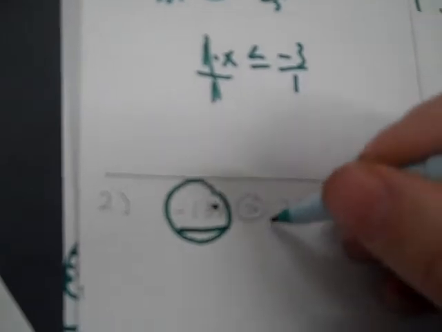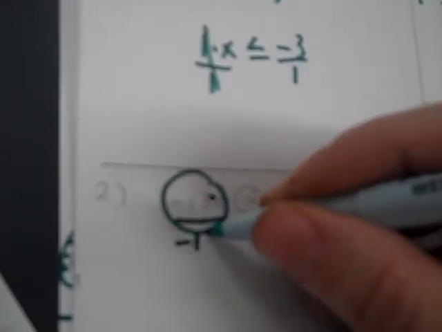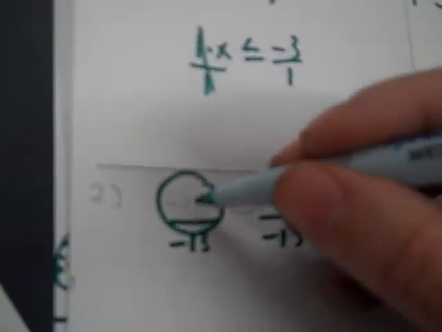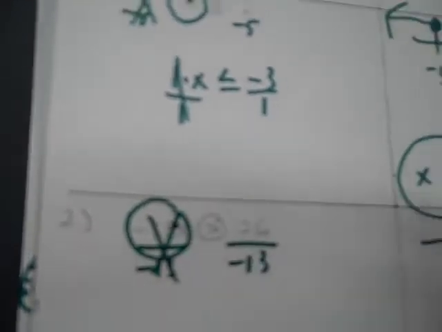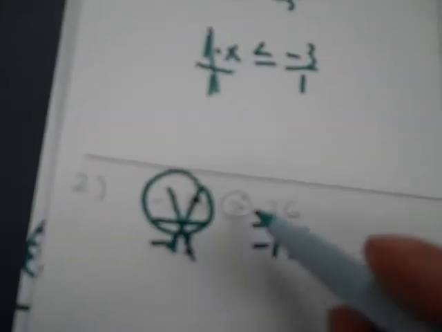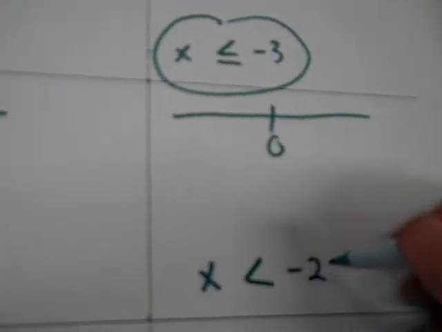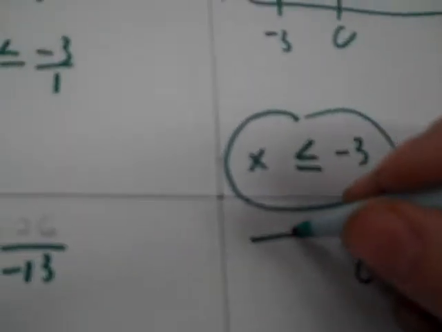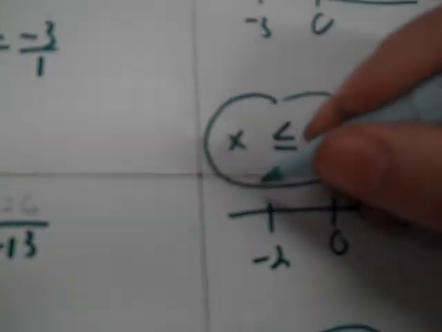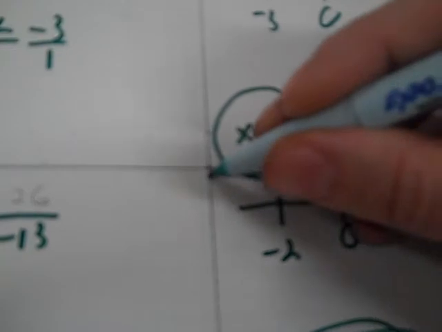So divide, and I have negative 13, negative 13. So I have x, the sign has been changed, and then 26 divided by negative 13 is negative 2. So negative 2 is a critical number, circle. You don't have the bar there, so don't fill it in, and then less than goes that way. Okay, next one.